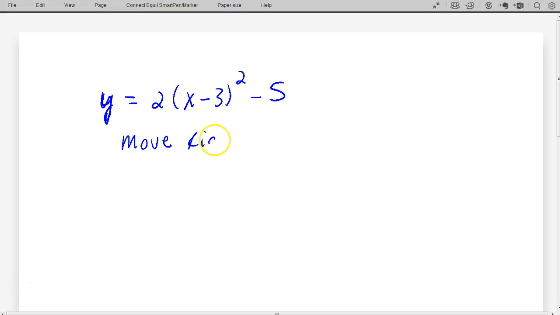But number one says use transformations to explain how to obtain the graph of y equals 2 times (x minus 3) squared minus 5. Okay, this should be pretty easy for you guys by now. I feel like we've been doing this for a minute. What happens first? Let's see, we move right 3. Right, and that's right here. Move right 3. Move down 5.